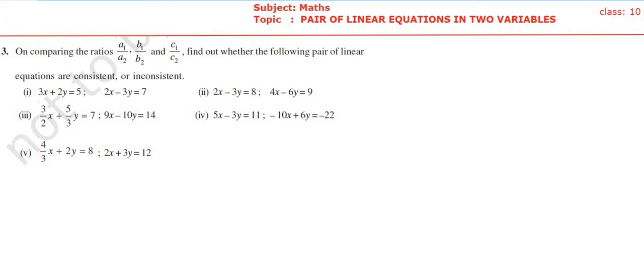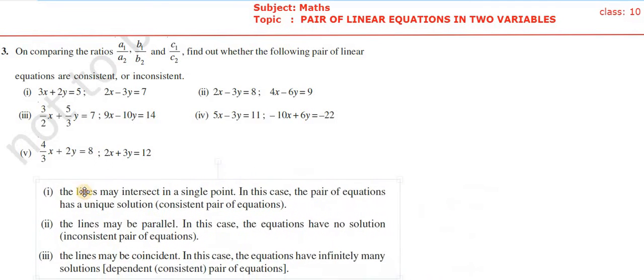On comparing the ratios a1 by a2, b1 by b2, c1 by c2, find out whether the following pair of equations are consistent or inconsistent. We know the rule for when it is consistent and when it is inconsistent. I already taught you, just let us recall that once again.